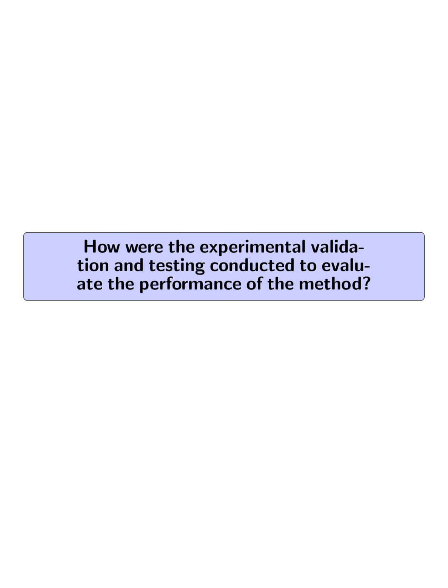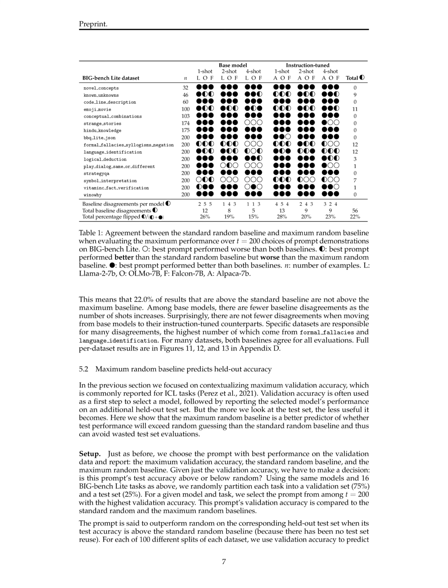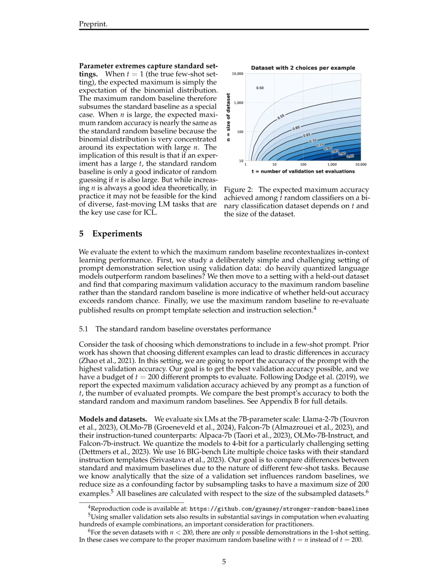How were the experimental validation and testing conducted to evaluate the performance of the method? The experimental validation and testing were conducted by partitioning each task into a validation set, 75%, and a test set, 25%. For a given model and task, the prompt with the highest validation accuracy out of t equals 200 evaluated prompts was selected.